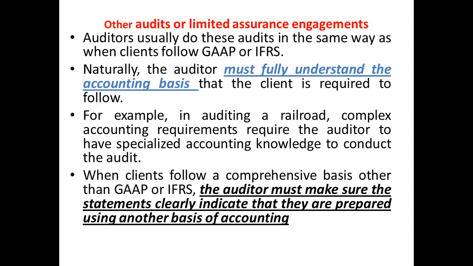As you know, when the auditor conducts the audit based on another comprehensive basis of accounting, the CPA firm should understand and know this basis to evaluate the fairness of the financial statements. For example, in auditing railroad companies, which prepare their financial statements based on complicated accounting requirements, the auditor is required to have specialized accounting knowledge to conduct the audit. Sure, the auditor here should understand all requirements issued by a certain regulatory agency, for example railroads, utilities companies, or insurance companies.